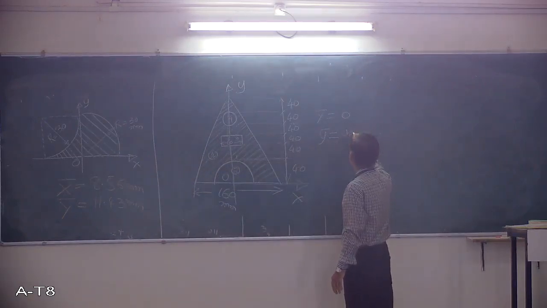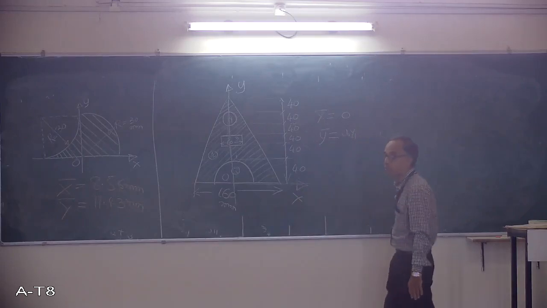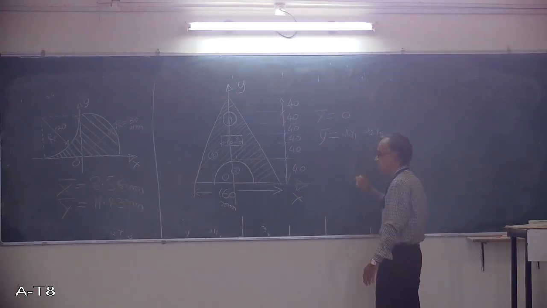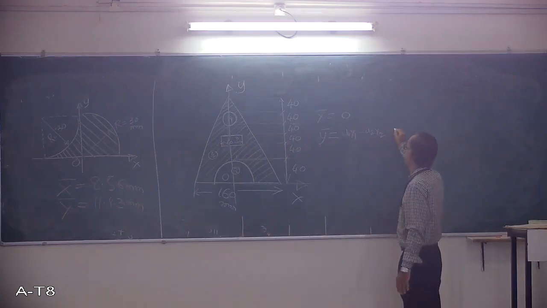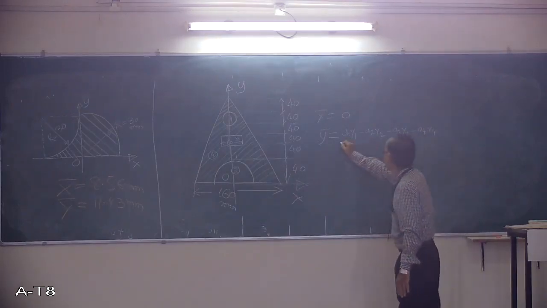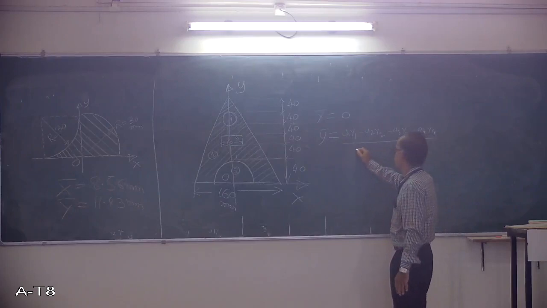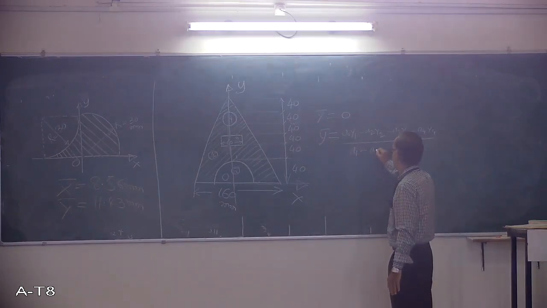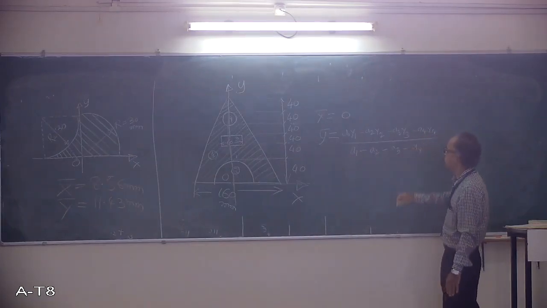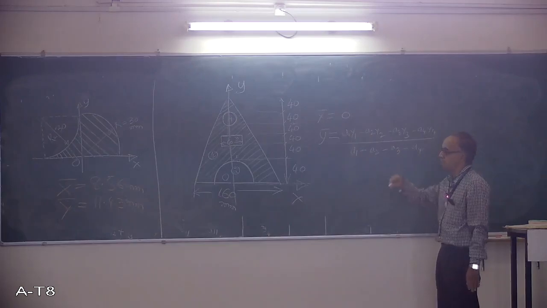y bar is equal to A1 y1 corresponding to the triangle minus A2 y2, because the semicircle is not shaded, minus A3 y3, the rectangle is not shaded, minus A4 y4, the circle is not shaded, divided by A1 minus A2 minus A3 minus A4. This is the way we have to write. Why minus A2, A3, A4? Because they are not shaded.